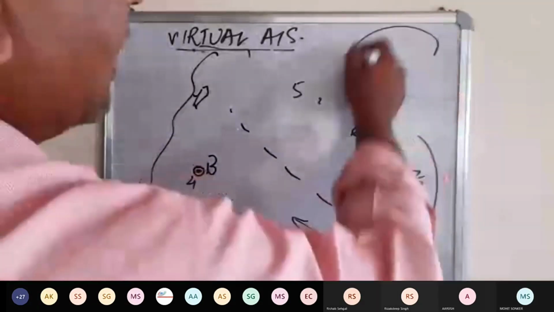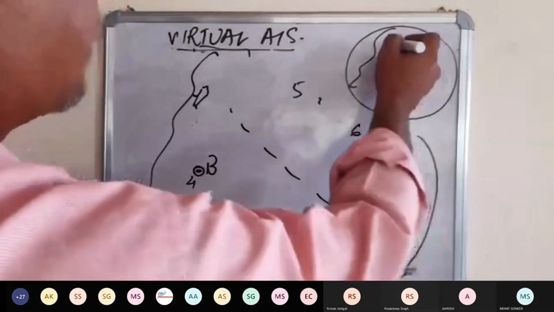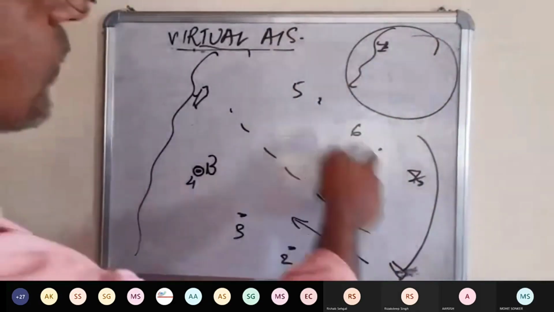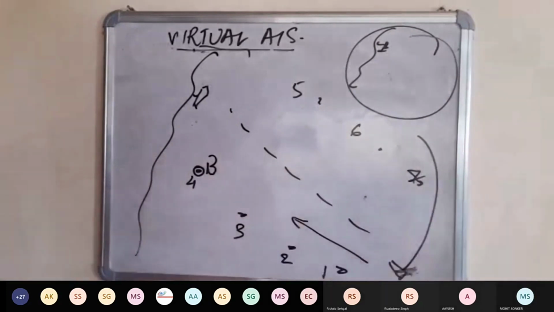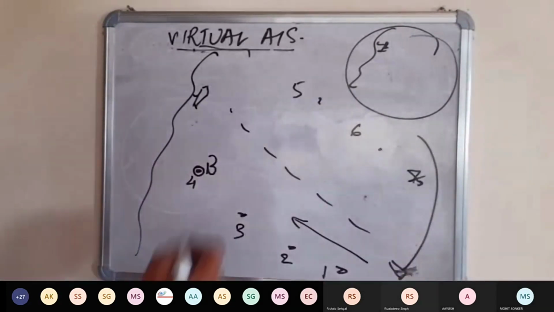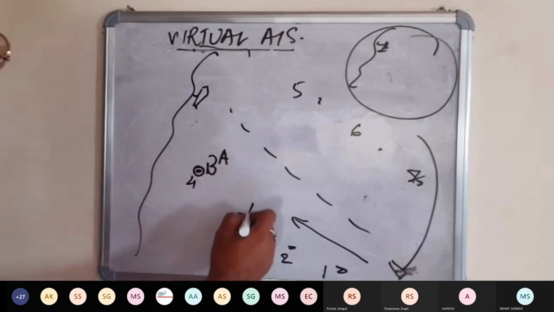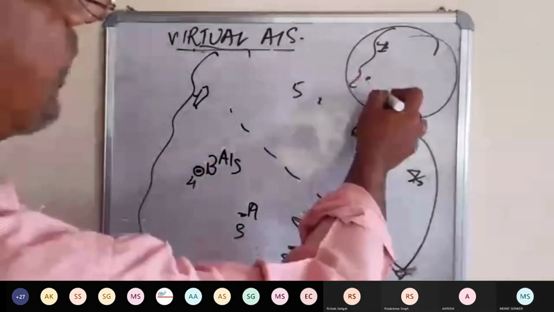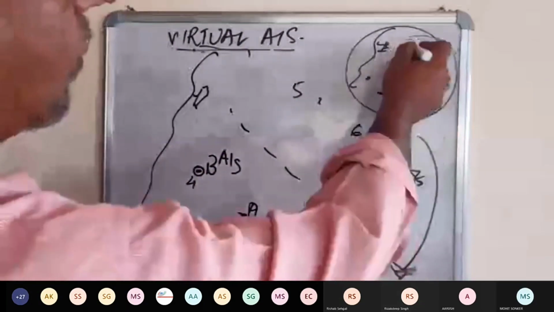On my radar, I am seeing this jetty here. These buoys may or may not be picked up by radar because they are very small dots. If I placed an AIS here, then would it be visible like this or not?